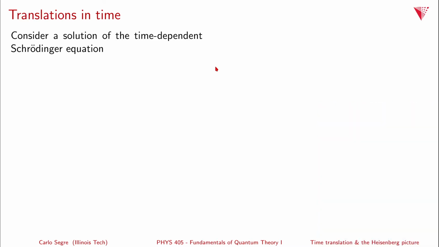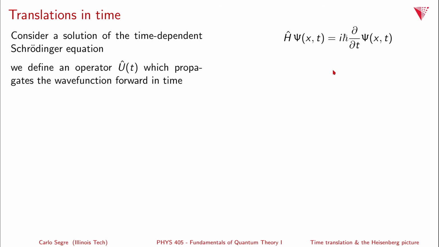So consider a solution of the time-dependent Schrodinger equation: H of psi of x and t is equal to i h bar partial with respect to t of psi of x and t. We define an operator U of t which propagates the wave function forward in time. U of t applied to psi of x and 0 is equal to psi of x and t.